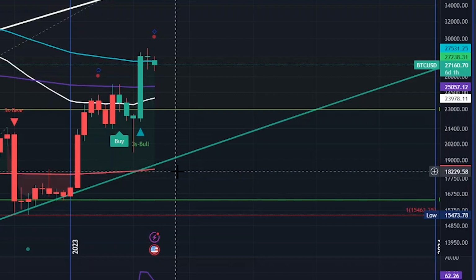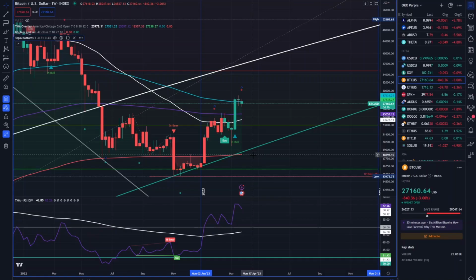We still have that strong support around 18,300. So any of the bears who are looking at even lower than that, I feel like that's just going to be really, really hard to break with the log regression channel moving up with time. So we have just a bit of confluence around here.